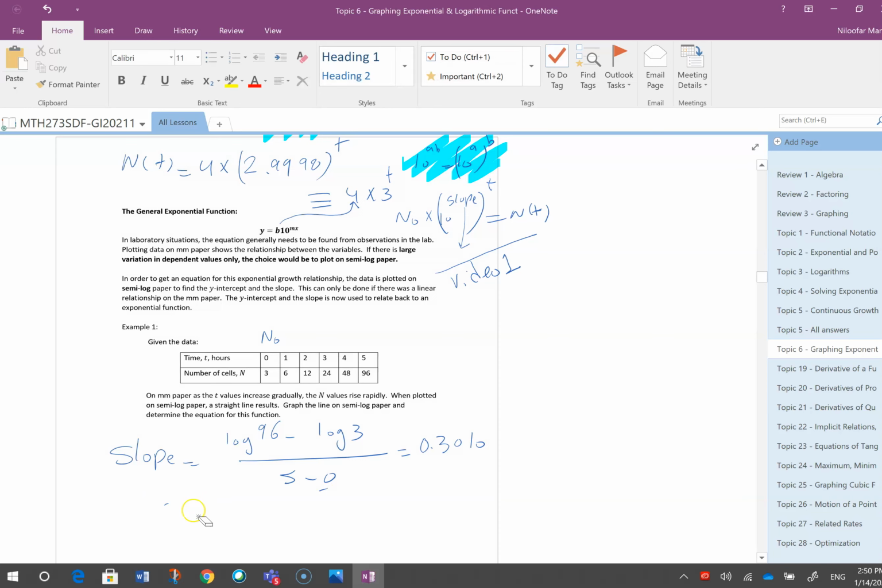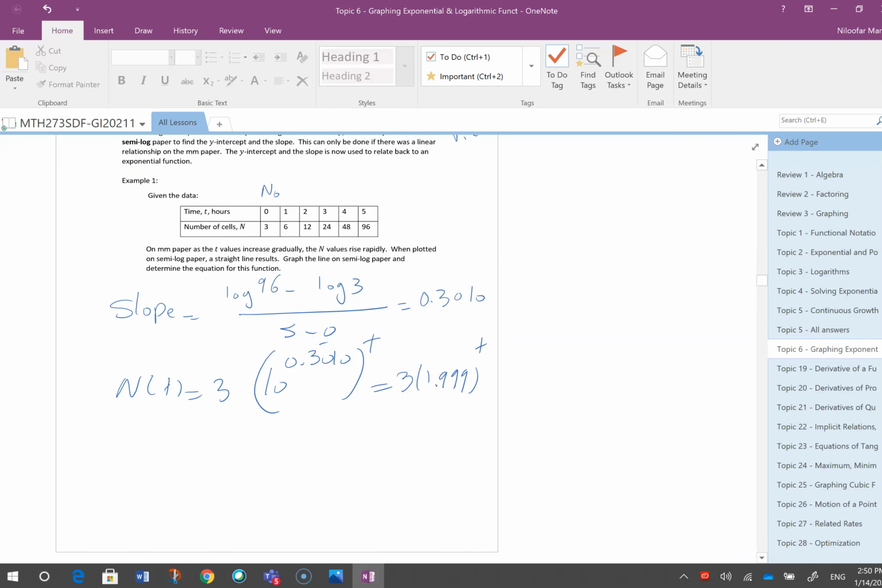So nt is 3, 10 power 0.301, and power t. What is the answer? When I use that, it is 3 power 1.999. Am I right? Yes, power t. If I round it, this is almost 3 to power t. If I use t equals 0, yes. If I use t equal 1, yes, it is 6. If I use t equal 2, yes, it is 12. And yes, I see it works. So this is the equation. I found it.